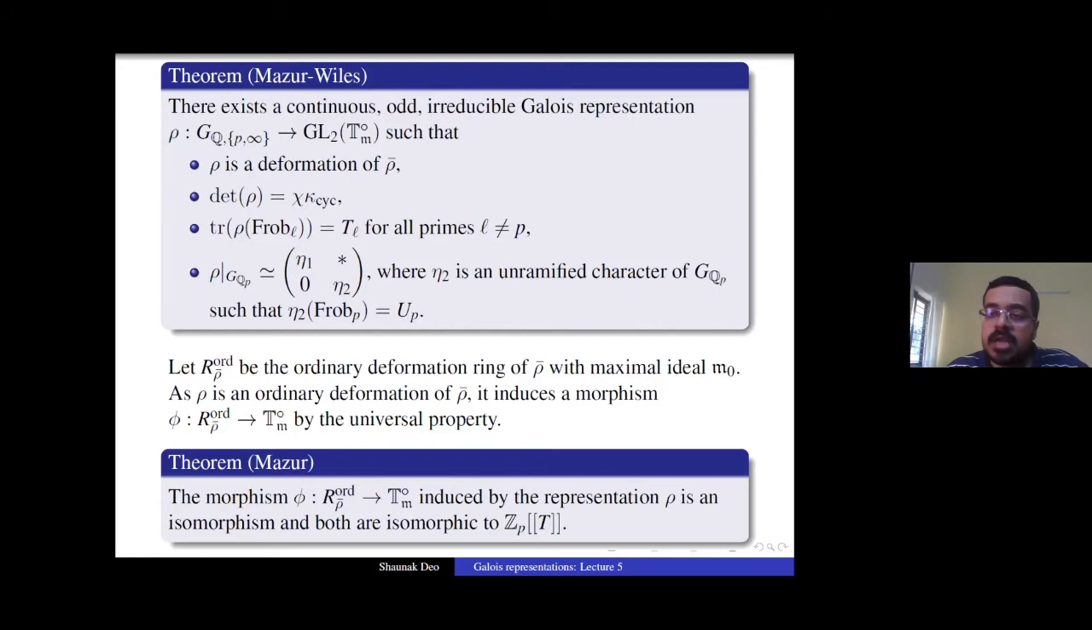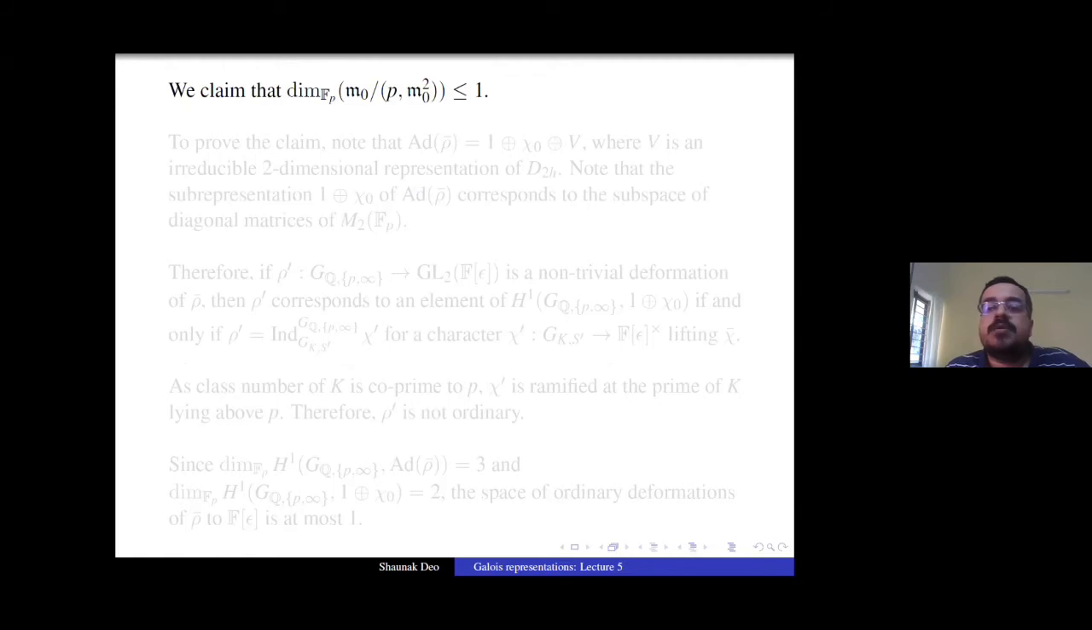The proof is not very hard, so we are going to look at it a bit quickly. It's not hard because the representation that we are working on is very nice. So what we'll first do is compute the tangent space of our ordinary deformation ring. And we'll prove that the tangent space mod P has dimension at most 1.